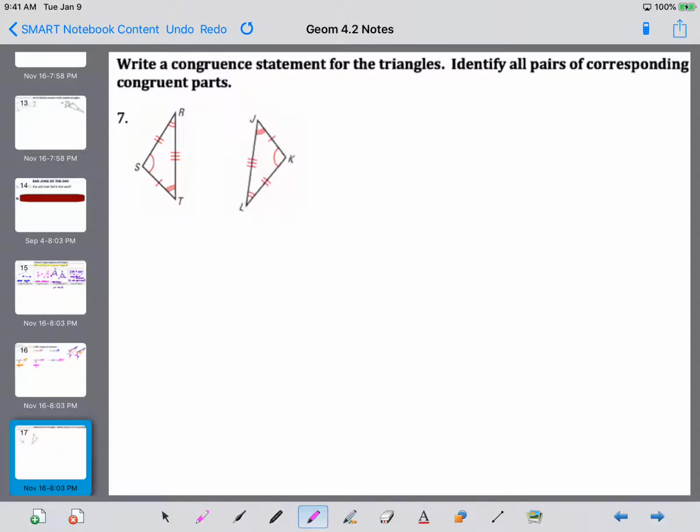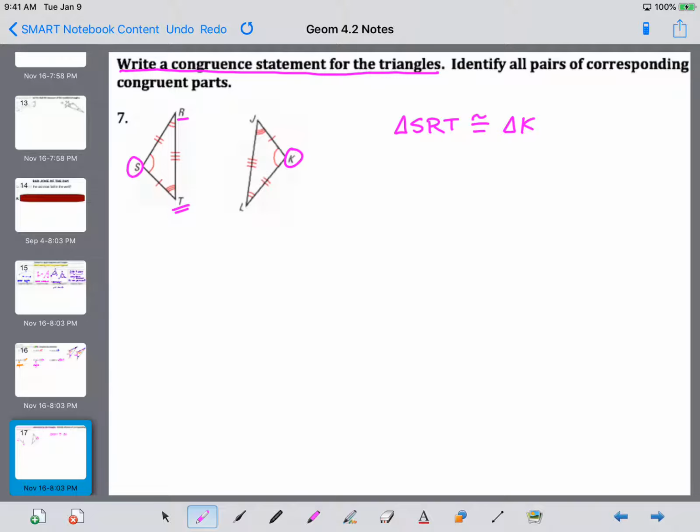Okay, now let's look at when they don't give us the congruent statement, how we can come up with that. So we're going to write a congruent statement for the triangles. Let's do that first. I'm going to call the triangle on the left triangle SRT. So I've got S, I've got R, and I've got T. S, notice, goes with angle K, so it's congruent to triangle K.